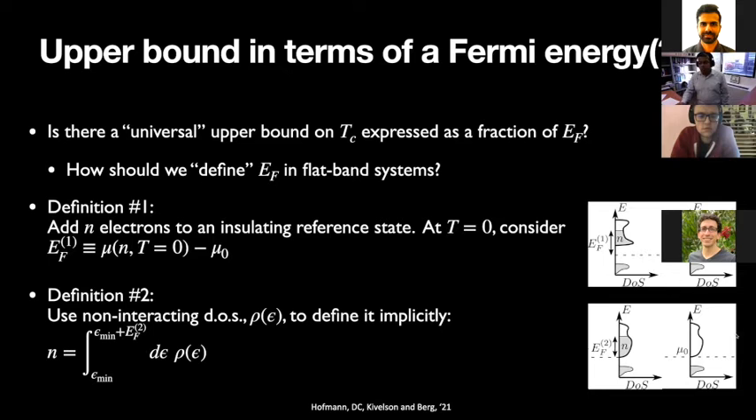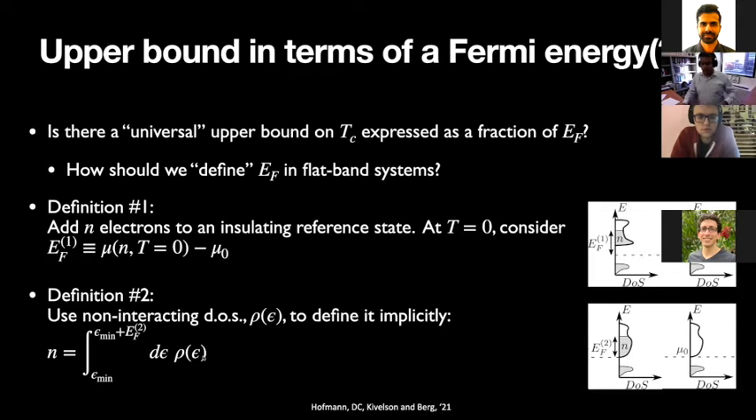Another way of doing that is to again start out from some non-interacting reference insulating state, just as we did before, and then try to define implicitly a Fermi energy in terms of adding maybe just one extra electron into your system. Here, if you add one extra electron, you can try to extract what Fermi energy that might correspond to, given some density of states for the non-interacting system.